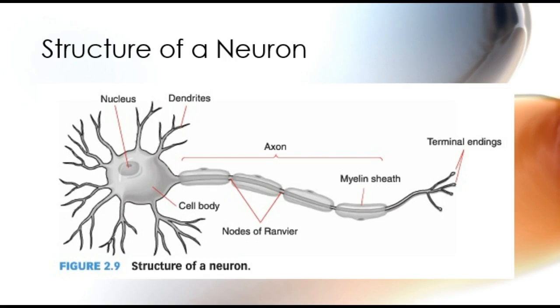And then you see those nodes of Ranvier in between the myelin sheath. You see how it wraps around. And then you can see the terminal endings at the end of that axon, and then those dendrites, and then the nucleus. So the myelin is going to speed up the communication. And you'll see later when we talk about the corpus callosum and the two hemispheres of the brain how it speeds up that connection and communication and how the child becomes more coordinated as that develops.